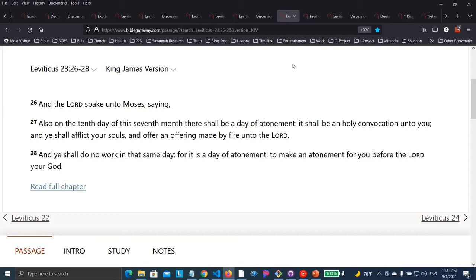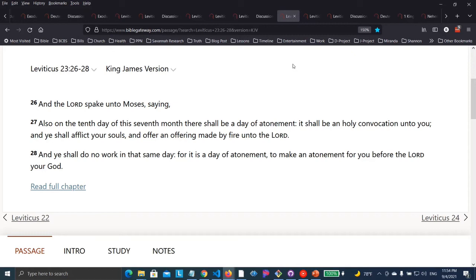Leviticus 23, 26 through 28. The next holiday that's on the calendar. The 10th day of the 7th month, there shall be a day of atonement. It shall be a holy convocation to you. You shall afflict your souls and offer an offering made by fire unto the Lord. And you shall do no work in the selfsame day, for it is a day of atonement, to make an atonement for you before the Lord your God.